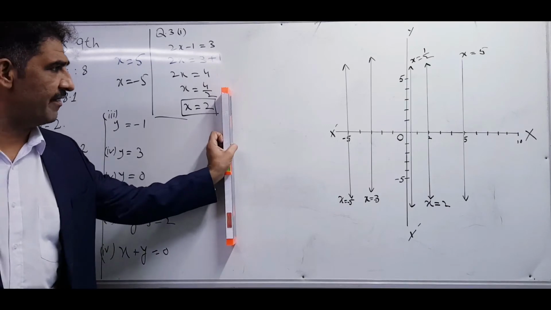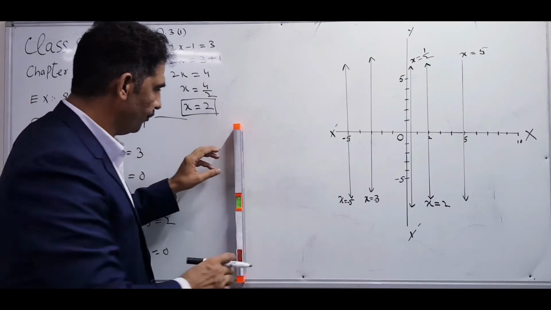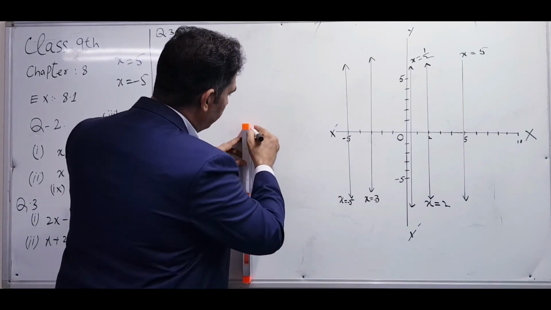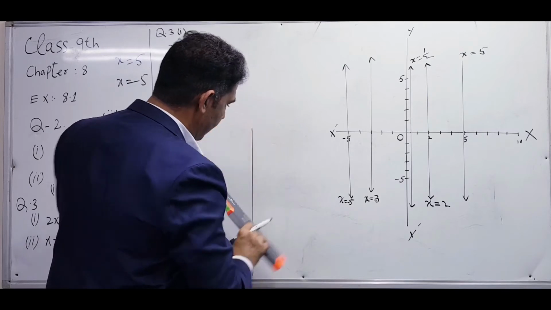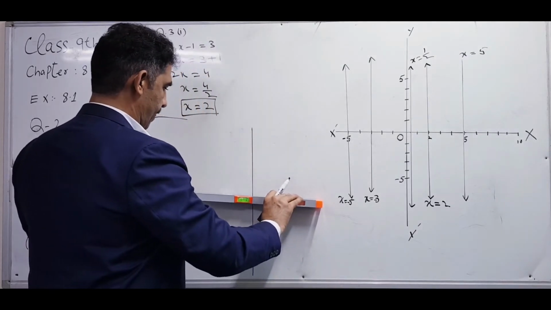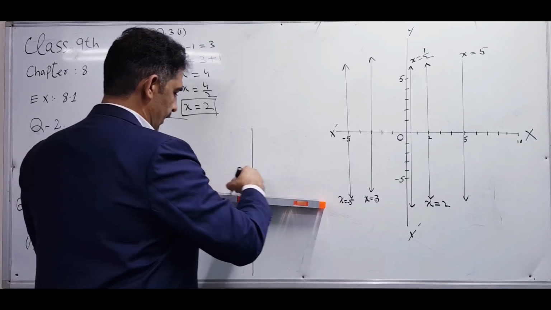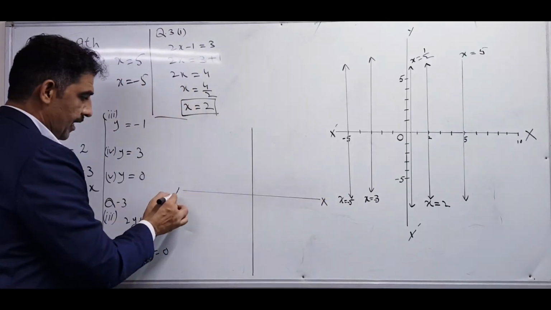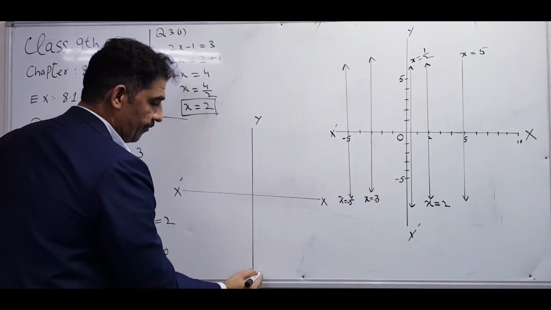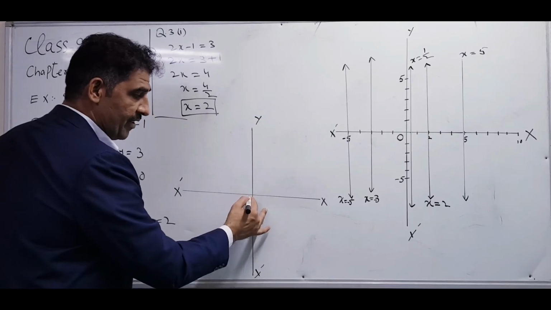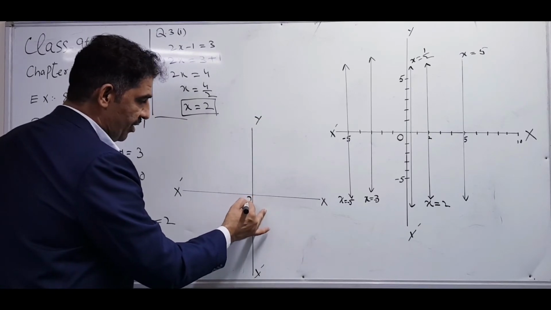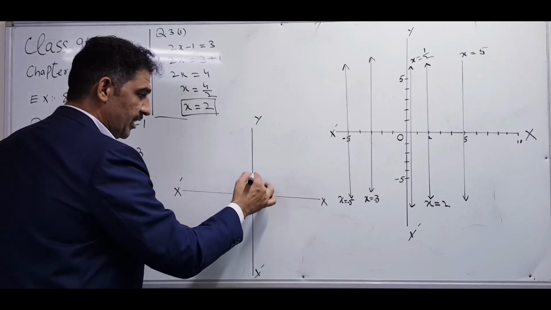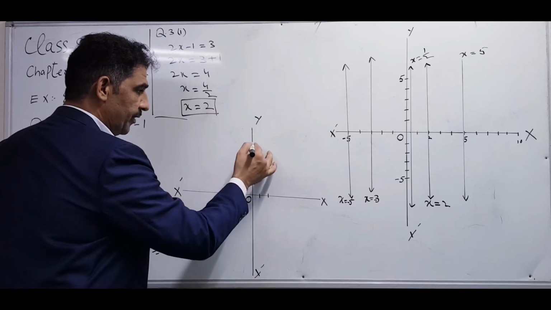For that purpose, I will draw another graph paper. We will use another graph paper, then you will be very clear. Here the y-axis and the x-axis, that is x, x dash, y, y dash. What is the name of the point where both intersect each other? Origin. Good. 1, 2, but no need, because we will take the values here. 1, 2, 3, 4, 5.